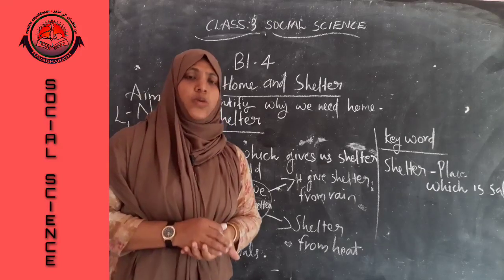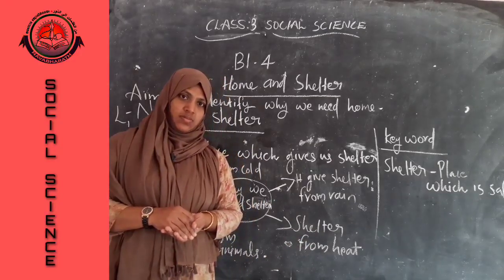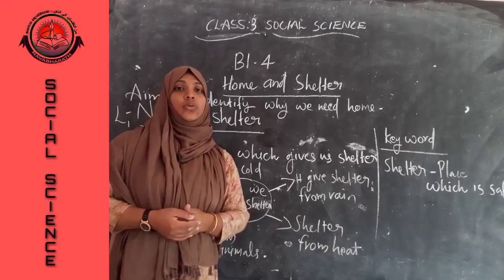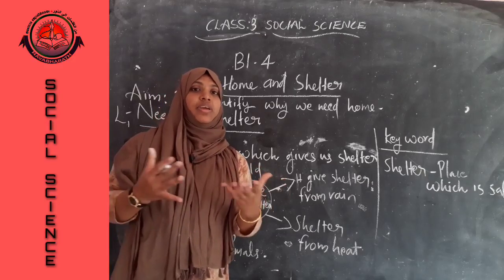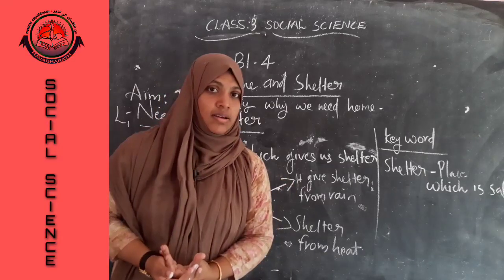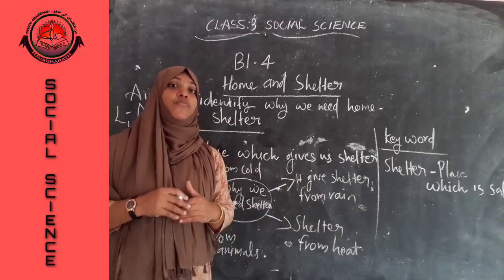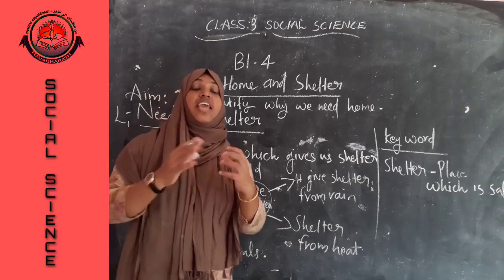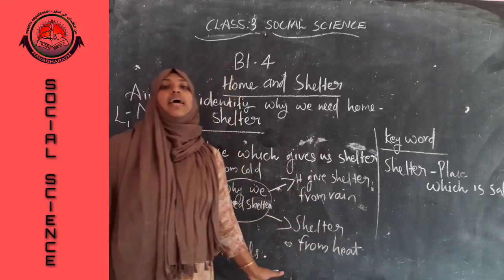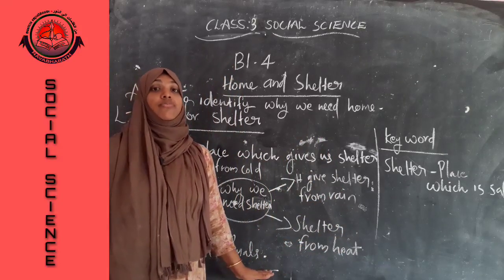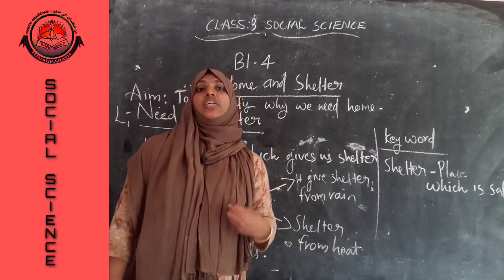Some of the people who have no houses, what would they do? What is the condition of those people? Can they live in a safe place? No, they are not able to live in a safe place. They won't get safety from the weather conditions. They won't get shelter from the weather and wild animals, those who have no house. So we need a house for shelter.